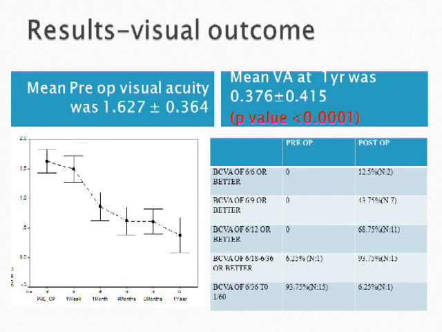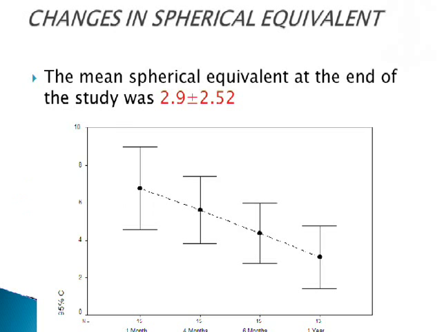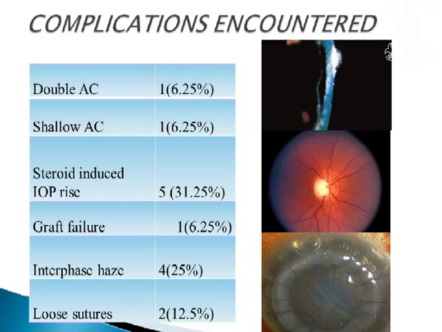The mean pre-op visual acuity at the start was 1.627, and the visual acuity at 1 year was 0.376, and the difference between the two was statistically significant. The mean spherical equivalent at the end of the study was 2.9, and mean astigmatism was 3.8.